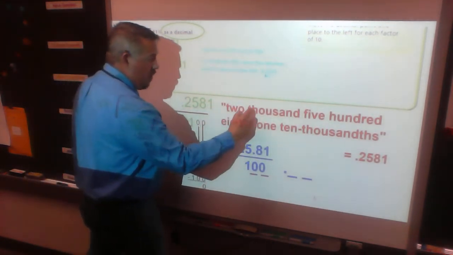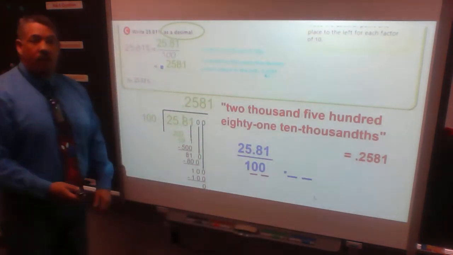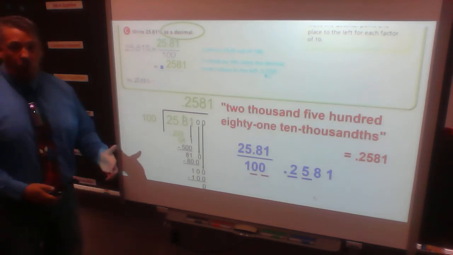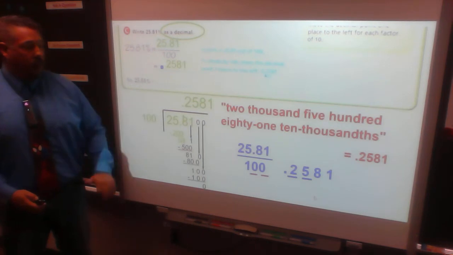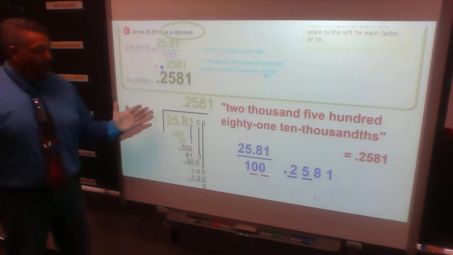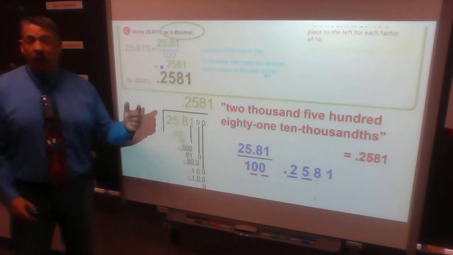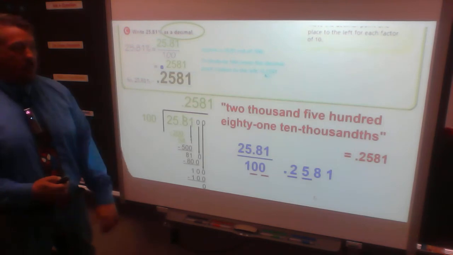So if I pick up the 25 and drop it there, then I just have to follow it with the 81. Still works the same way as before. I just got to remember there's an extra little decimal there that they have in the number. No matter which way I do it, no matter which approach I have, then I have 0.2581, which is 2,581 10 thousandths.